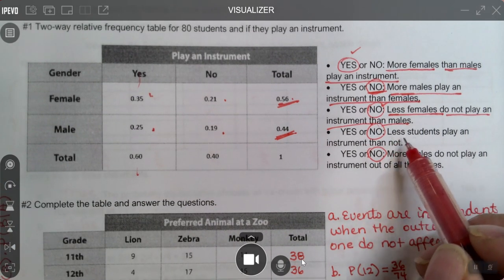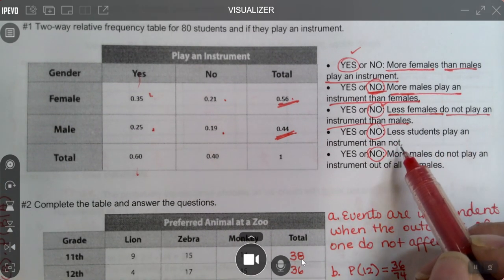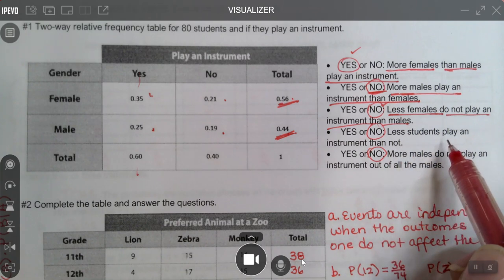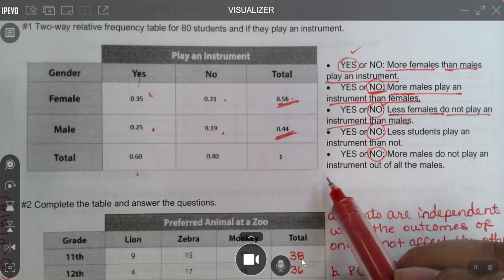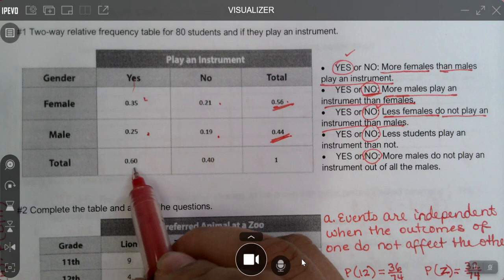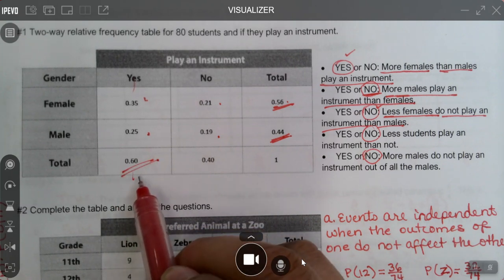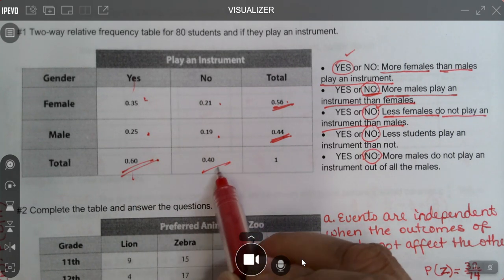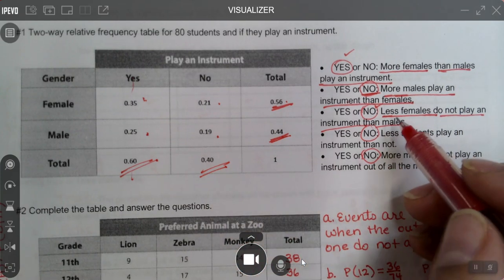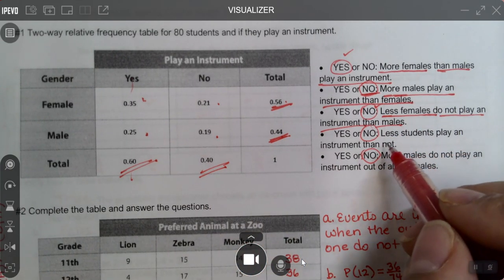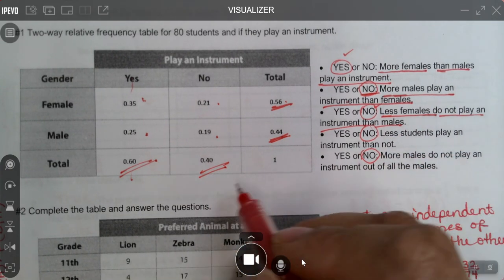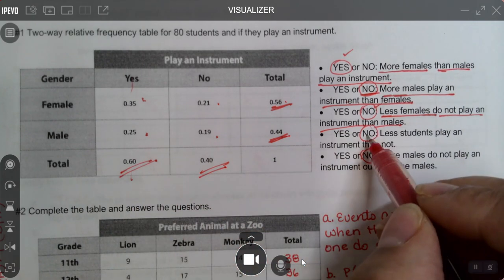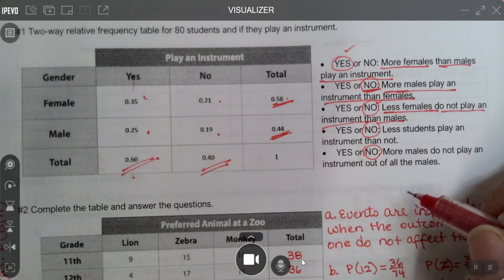This one says less students play an instrument than those that do not. So now we're looking at the total students that play an instrument. So 0.60 play an instrument, 0.4 don't. Less students play than those that do not play? No, it's actually the backwards argument. So that's why I went with no.